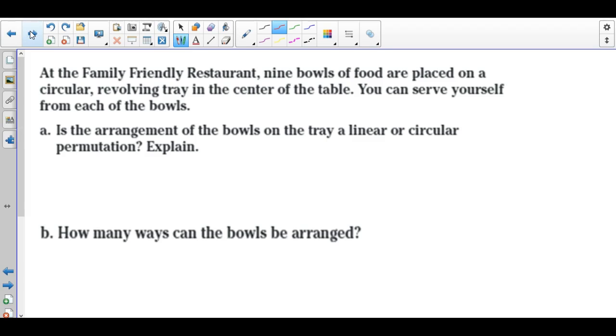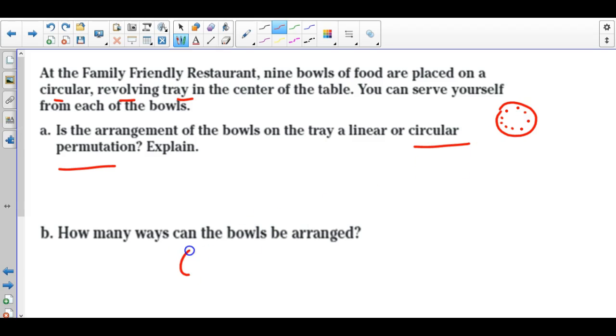At a family-friendly restaurant, 9 bowls of food are placed on a circular revolving tray in the center. You can serve yourself from each of the bowls. So imagine you have this big circle in the middle with 1, 2, 3, 4, 5, 6, 7, 8, 9 different little bowls inside, and they're just going to keep spinning around. Is the arrangement on the tray linear or circular? Well, it says that it is a circular revolving tray. So this is going to be a circular permutation, which means you're asking how many different ways you could arrange those 9 different bowls without simply spinning the tray and calling that a different rotation.